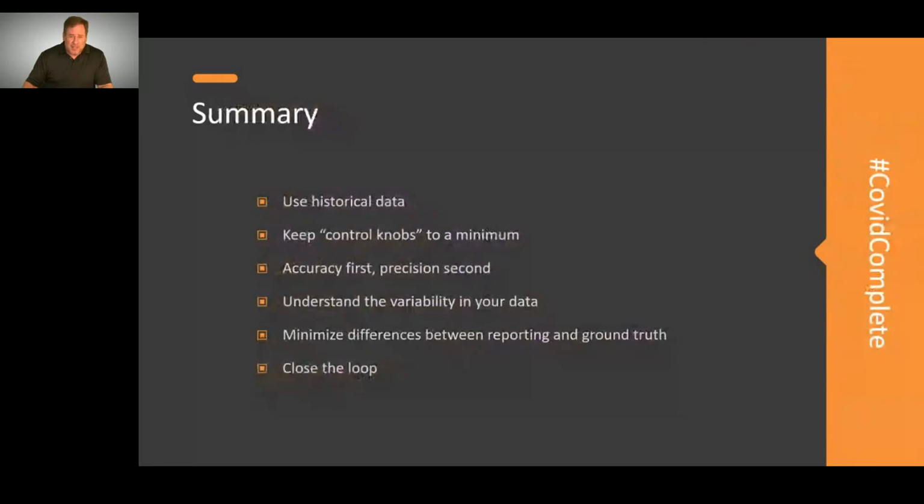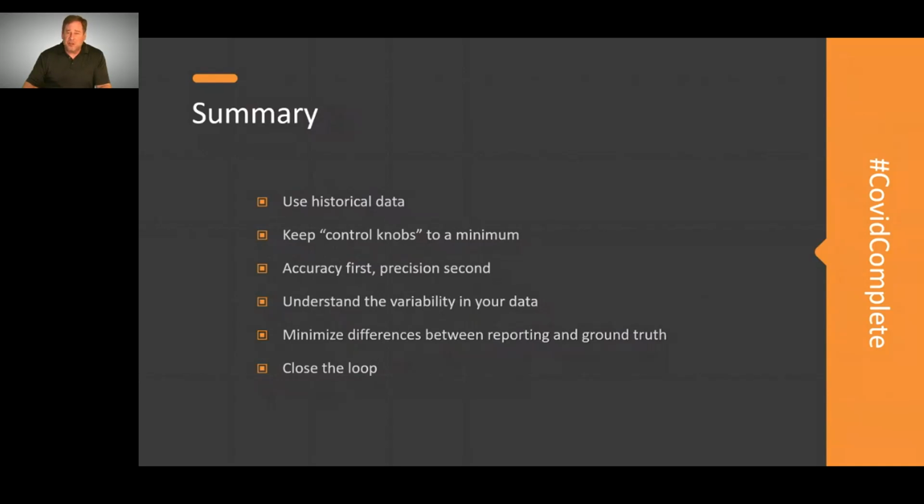So to summarize, I think we've got 6 lessons learned. I didn't start out my COVID forecasting thinking there would be a lot of applicability to software estimation. But as time has gone by, the two situations actually look pretty similar to me. Number one, use historical data, avoid using judgment where data is available and you can use that instead. Keep your adjustment factors or control knobs to a minimum.